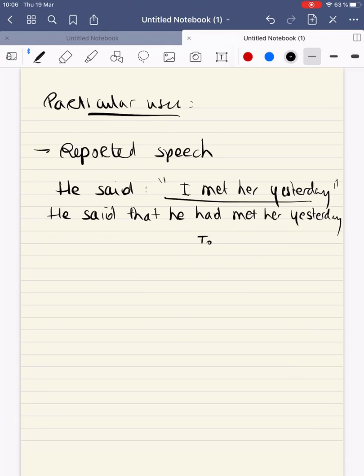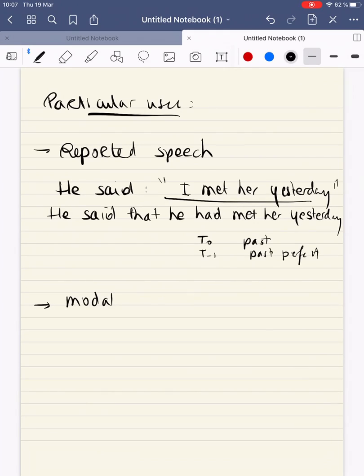It's a question of verb agreement. If someone says something in the past, if you report it, that would become the past perfect. So if someone says, Oh, I ate a lot today, you say, He said that he had eaten a lot yesterday. So this is reported speech.